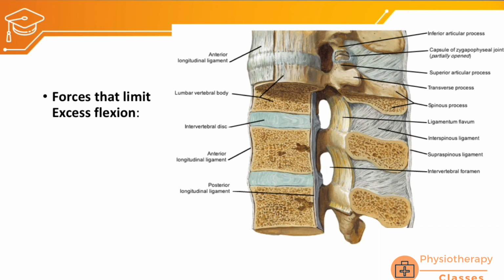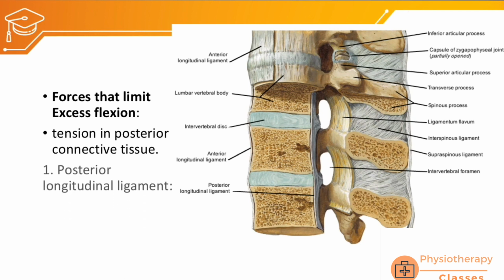The flexion can be limited by the tension that is created in the posterior connective tissue, which are mostly ligaments. So the first and important ligament which prevents excessive flexion is the posterior longitudinal ligament, which we have already discussed for the cervical vertebra. These ligaments are similar to the cervical vertebra. It is the same. It prevents flexion of the vertebral spine. Here is the ligament which you can see, the longitudinal ligament, which is just posterior to the vertebral bodies.